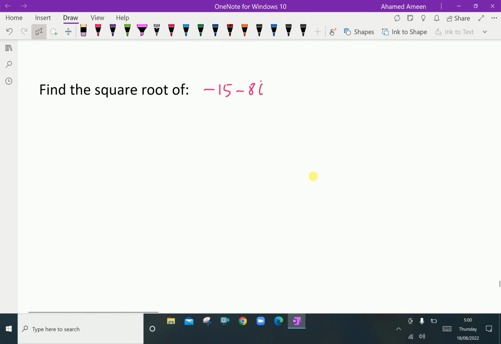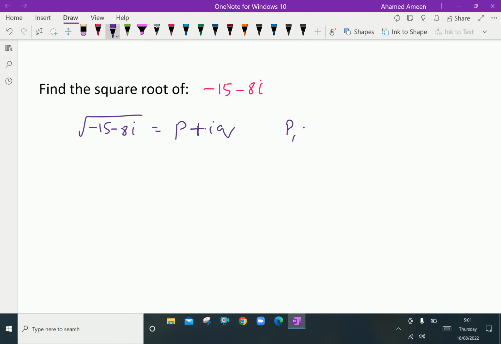In complex analysis regarding de Moivre's theorem, let us find the nth root of a complex number, with some solving problems. Find the square root of minus 15 minus 8i. Now, let the square root of minus 15 minus 8i equal p plus iq, where p and q are real.